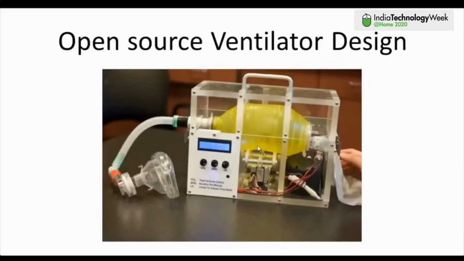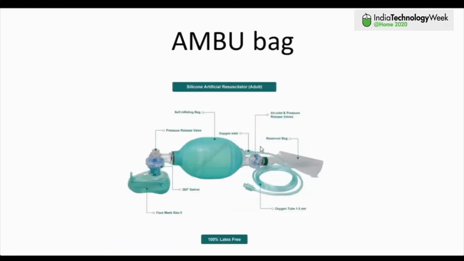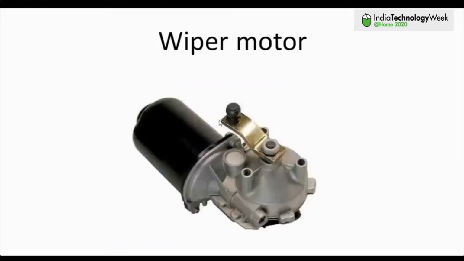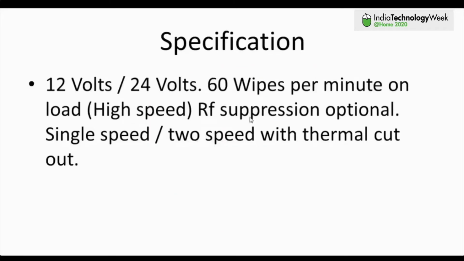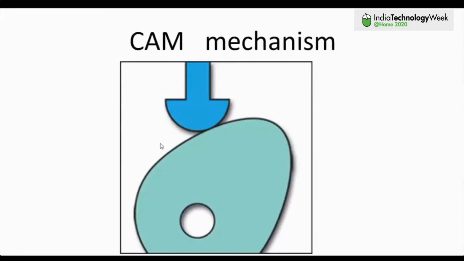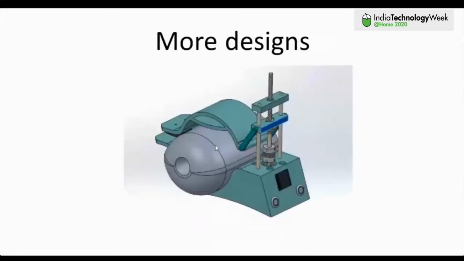You have to make some mechanism. So what can you make, a simple mechanism. You can use that wiper motor over here, and then after that you can use a cam mechanism. With the help of that you will be able to make it. Then after that you can make this kind of design also.